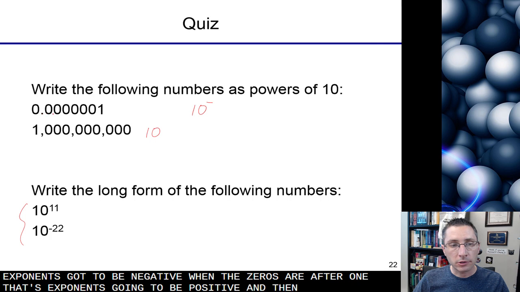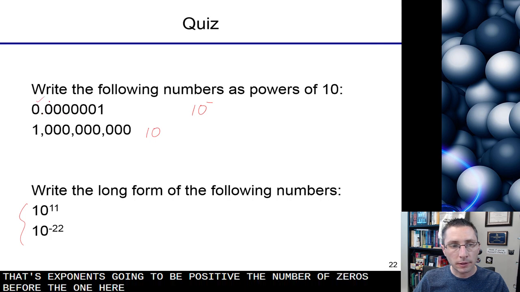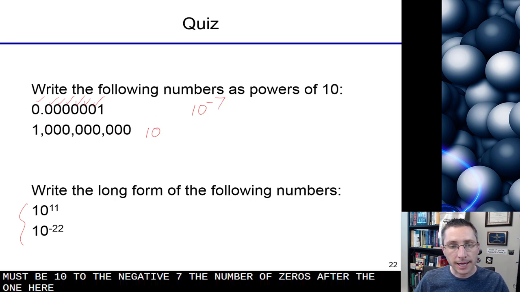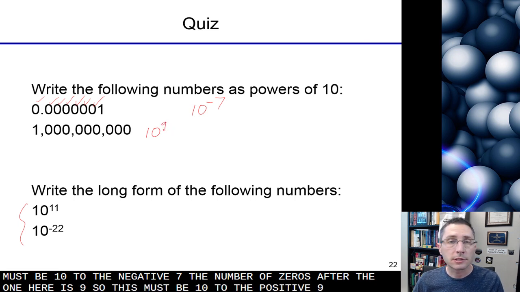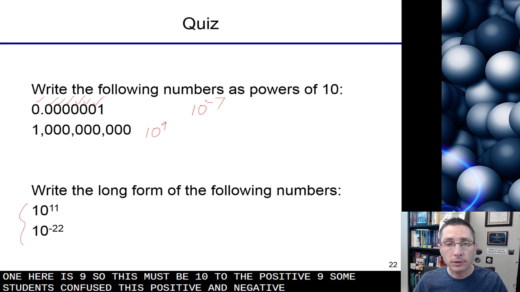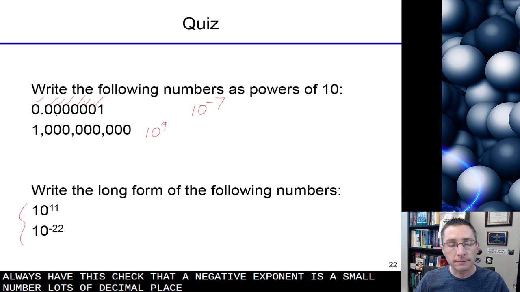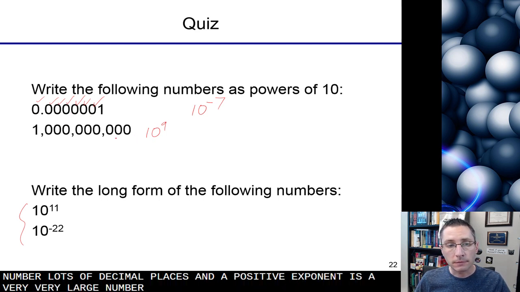Okay, the number of zeros before the 1 here, 1, 2, 3, 4, 5, 6, 7. So this must be 10 to the -7. The number of zeros after the 1 here is 9. So this must be 10 to the +9. Some students confuse this positive and negative exponent, but always have this check that a negative exponent is a small number, lots of decimal places, and a positive exponent is a very, very large number, lots of zeros before the decimal place.